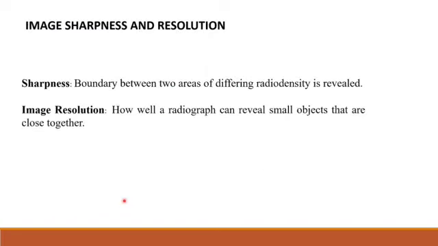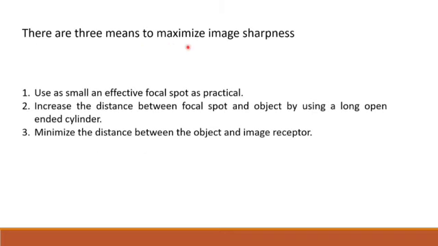Before going in detail with the principles of projection geometry, let us see about image sharpness and resolution. So what is image sharpness? It is boundary between two areas of different radio density which is revealed, and image resolution is nothing but how well a radiograph can reveal small objects that are close together. So there are three means to maximize the image sharpness. One is to use a small or effective focal spot as practical. Then increase the distance between the focal spot and the object by using a long cone technique. Then minimize the distance between the object and the image receptor.